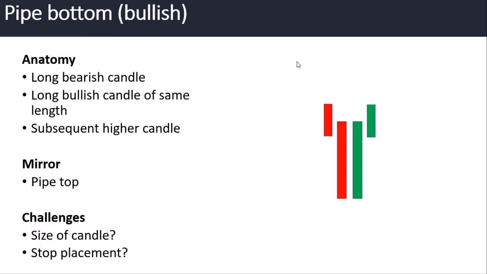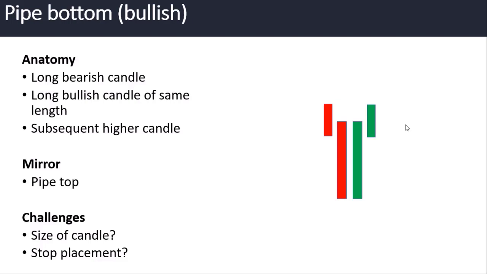So we invariably have a downtrend which ends in this particular pattern where we get a long bearish candle followed by a long bullish candle which is of equal length. The emphasis here is that these are long candles. They may or may not have wicks, of course, but subsequently we have a close with a higher bullish candle to confirm the pattern is complete.